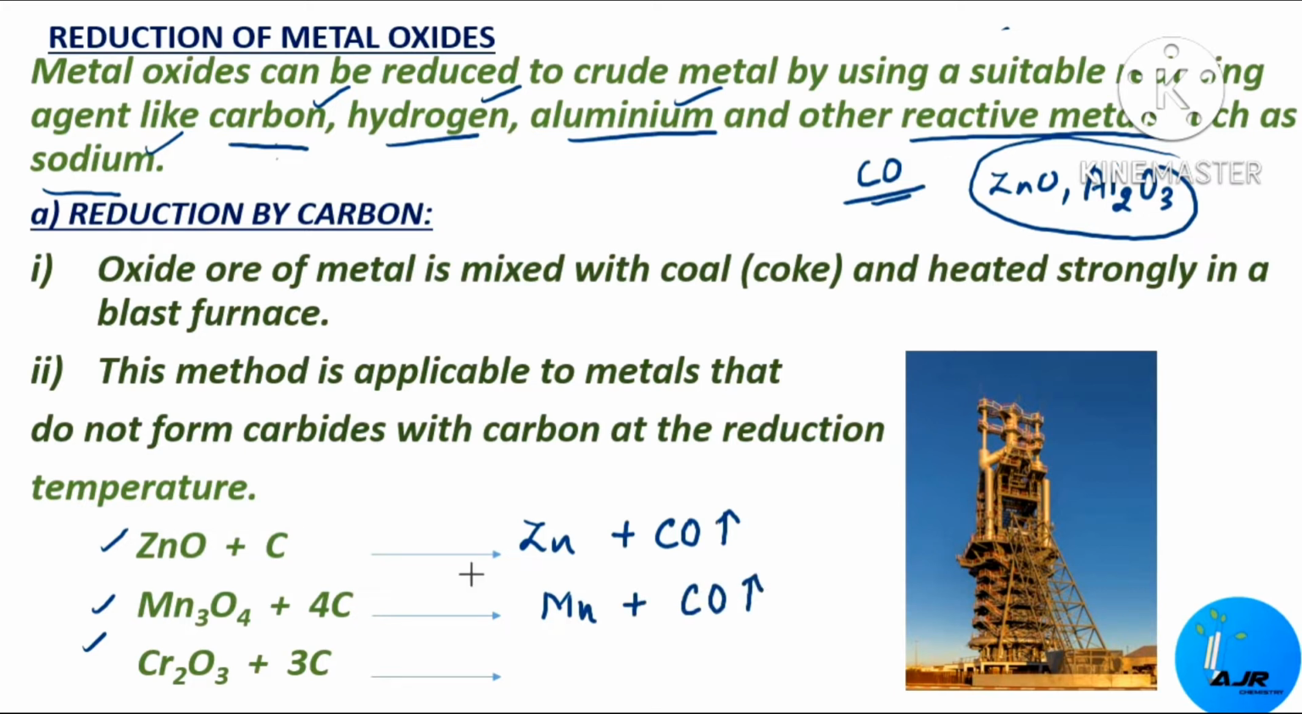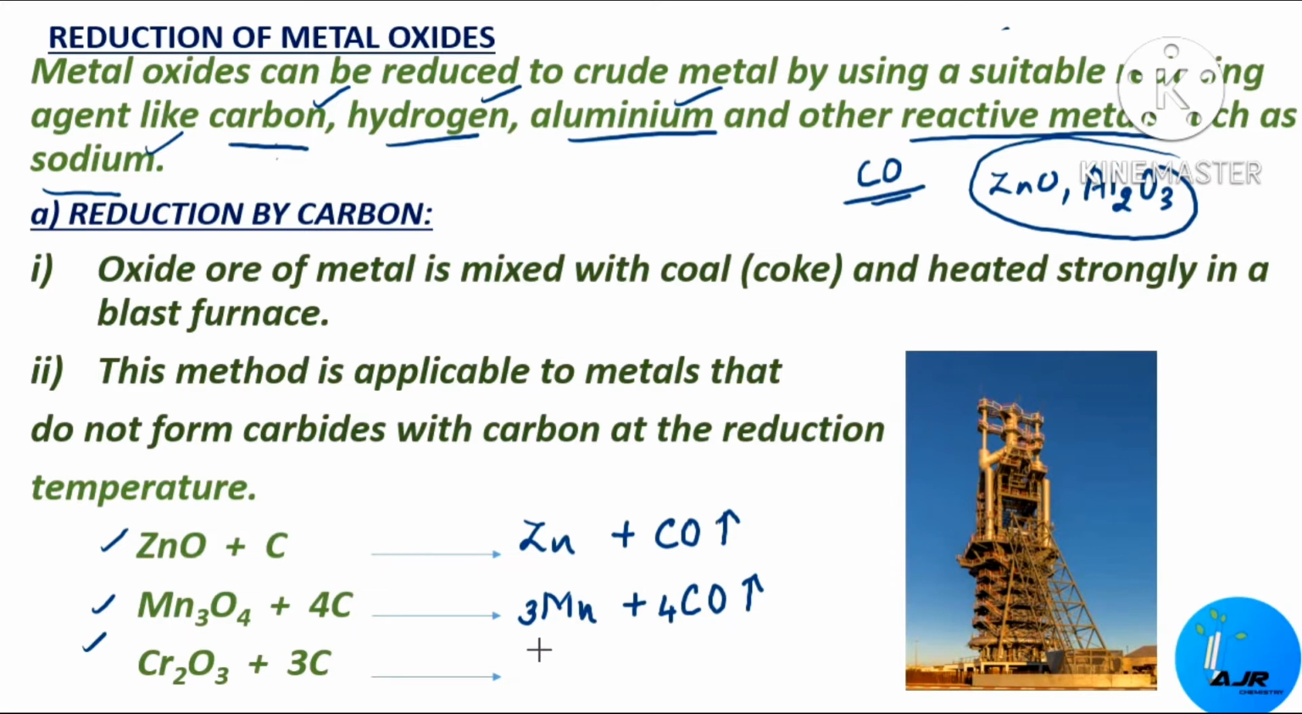Now we want to balance this equation. Here we have Mn3, so here we can put 3, and obviously carbon 4 is equal. Here also oxygen 4, so 4. Here 3, here 4. So 3, 4. Understood, students?